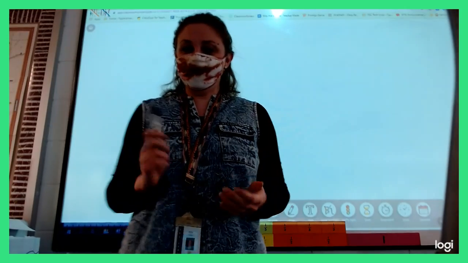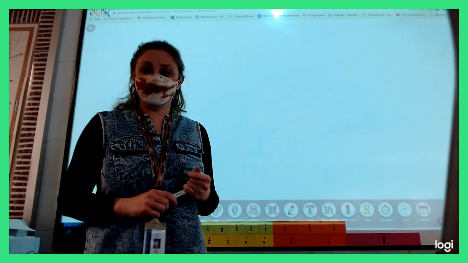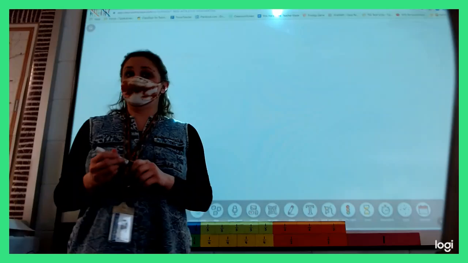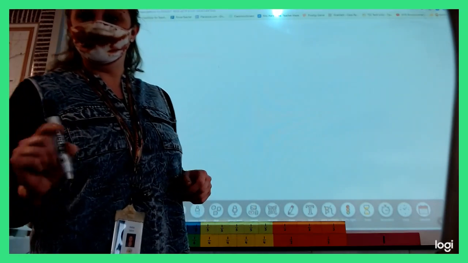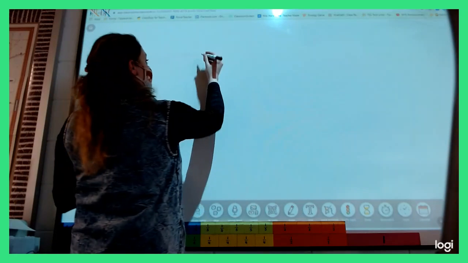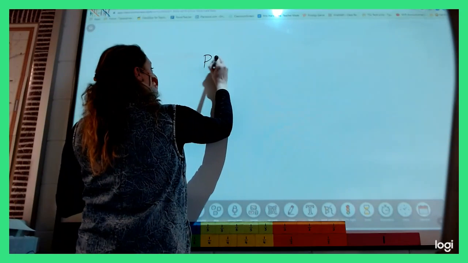All right, welcome back to math class today. We are working on perimeter, and just for everyone to remember, we are all going to write this on our whiteboard. So friends at home, you should have your whiteboard. If not, pause the video and go grab it. Everyone with me, write perimeter. We're going to do something with it.